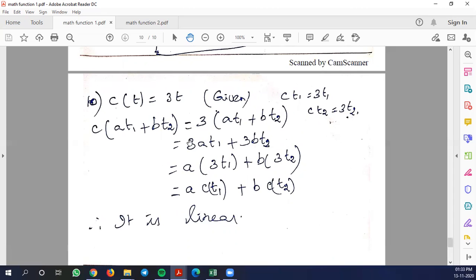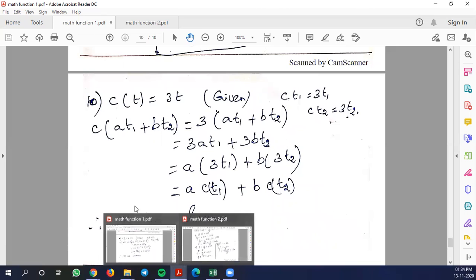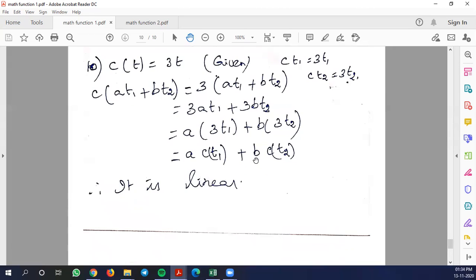Now you have taken this one, 3 t1 inside. Take a outside, so it is 3 t1. Take b outside, it is 3 t2. a into, what is 3 t1? It is C t1. What is 3 t2? It is C t2. So it is that only we are going to prove. So that is linear. C t equal to 3t. Hence proved. So it is linear.